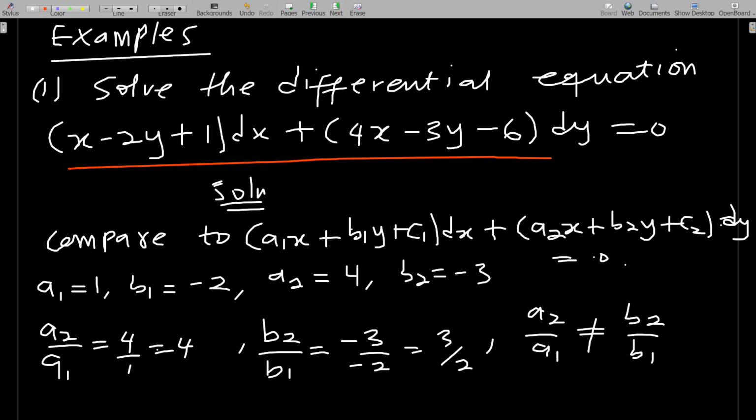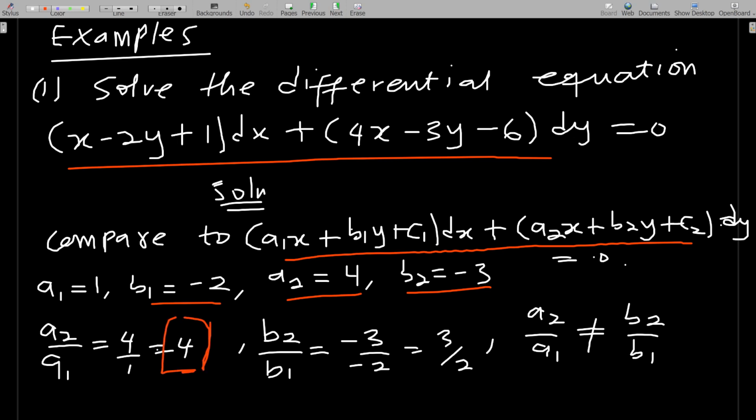And so one way we can also solve this is using the idea of linearity here, and so we compare coefficients. Comparing this to the general one, you realize that a1 is equal to 1 in this question, b1 is equal to -2, a2 is 4, b2 is -3. So the ratio a2 over a1 is 4 over 1, which gives me 4. And then b2 over b1 is -3 over -2, and that is 3 over 2. But this shows that the ratios a2 over a1 and b2 over b1 are not the same.